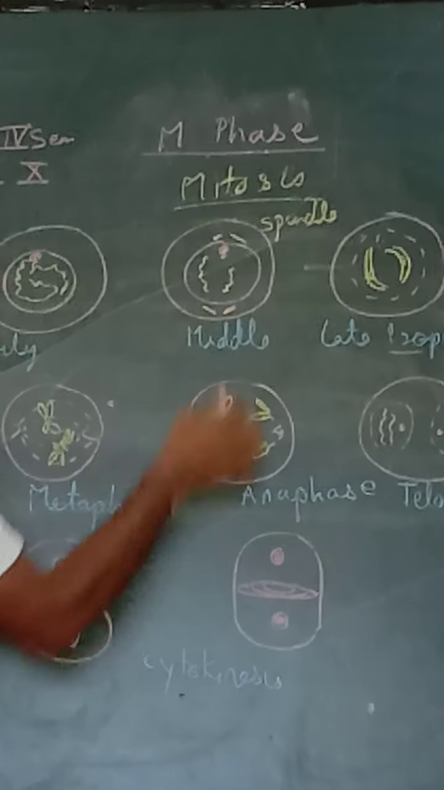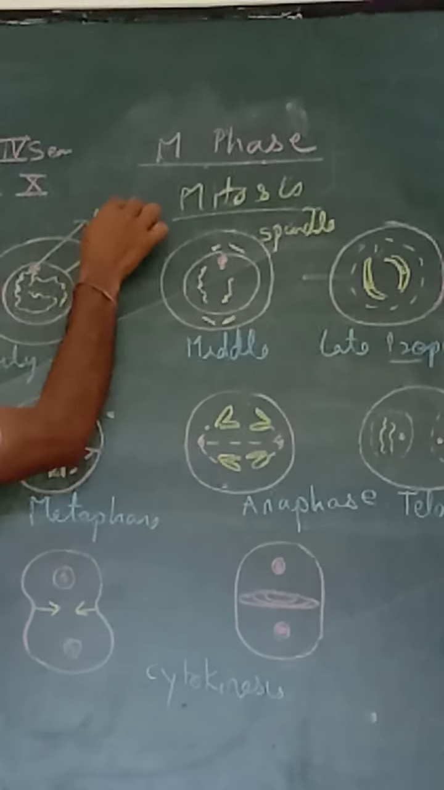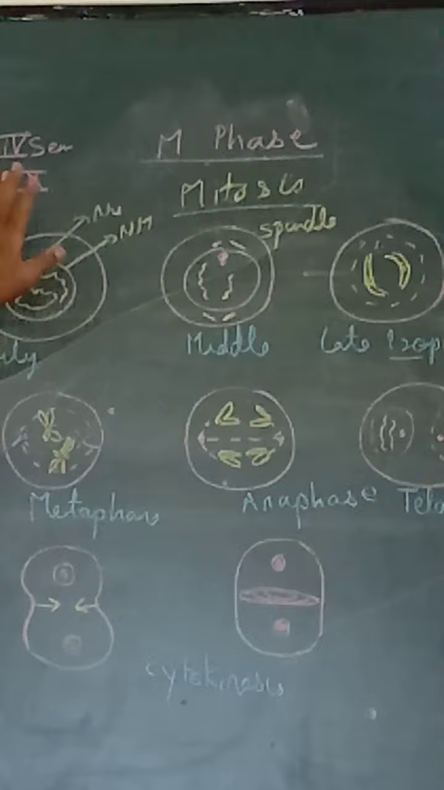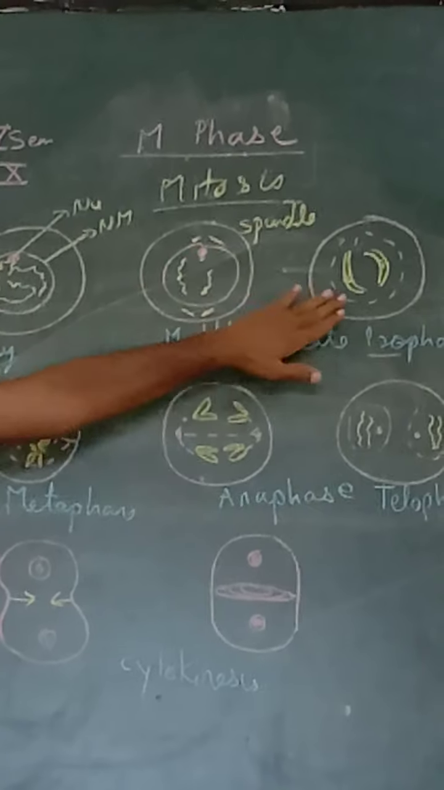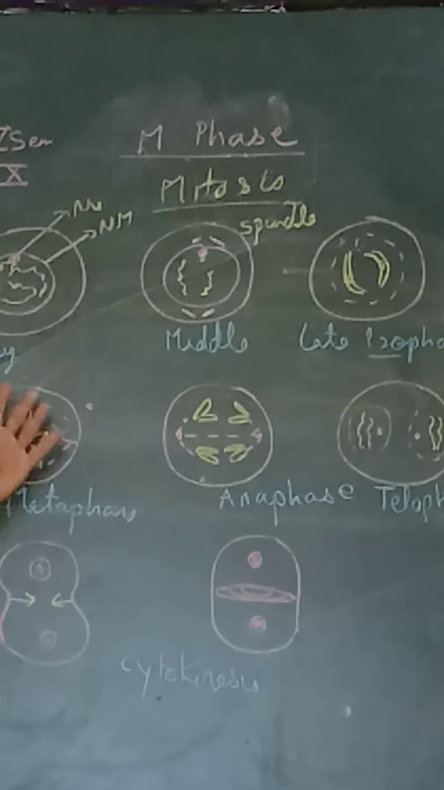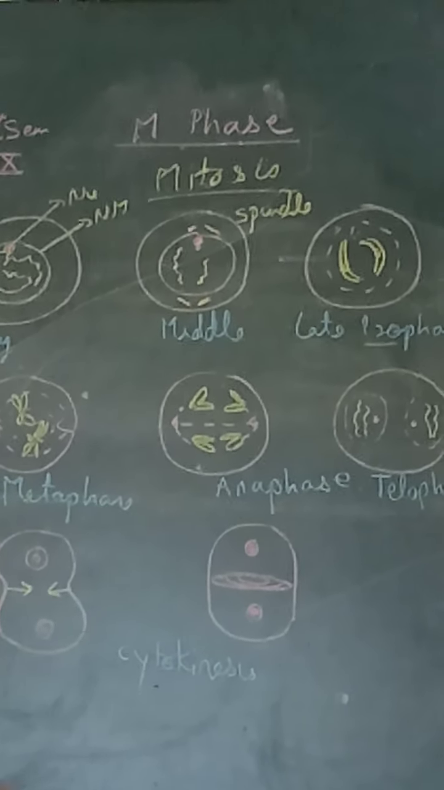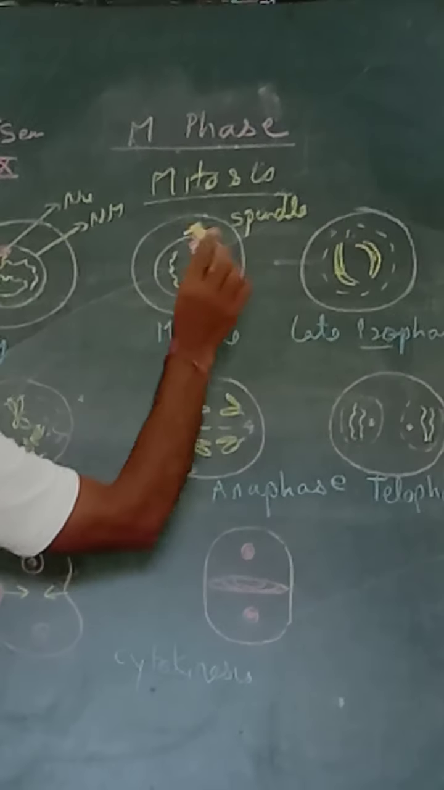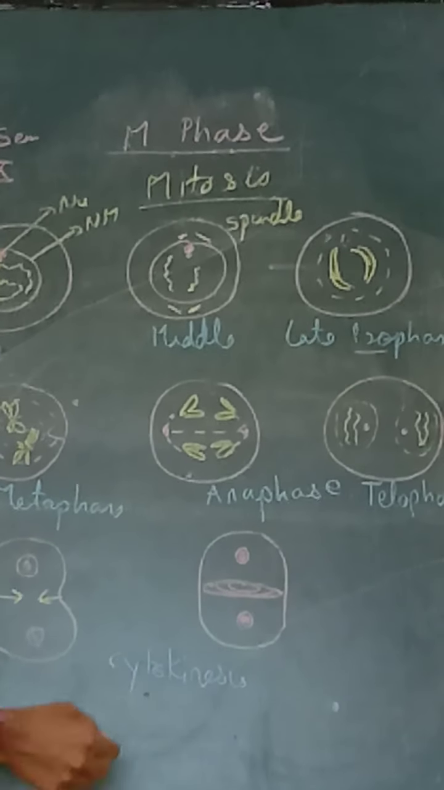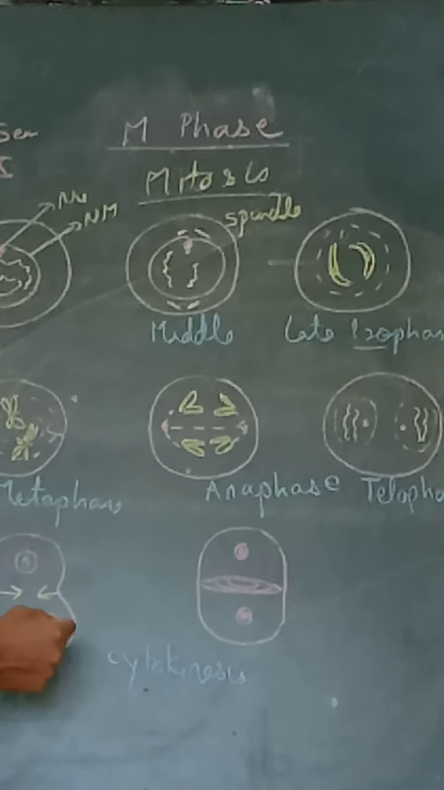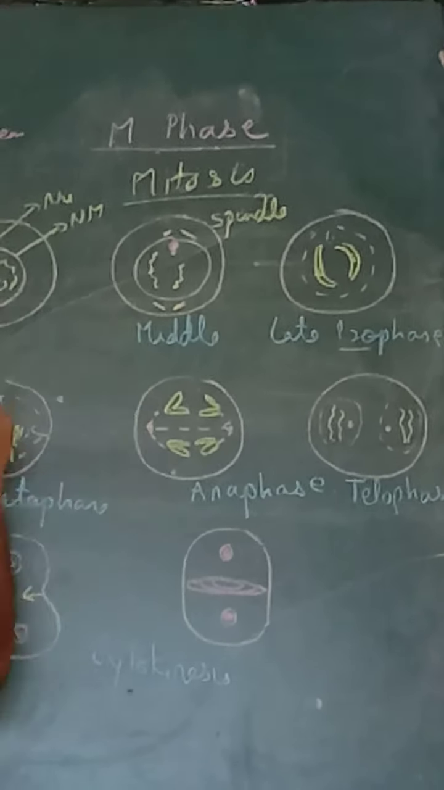The nuclear membrane, this is the nuclear membrane and this is the nucleolus, are still present in prophase. We can distinguish prophase from metaphase by the presence or absence of these two things, nuclear membrane and nucleolus. The time they disappear, prophase is no more, but in some primitive plants and animal species, the nuclear membrane and nucleolus do not dissolve even after prophase.